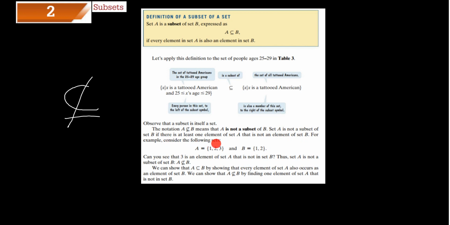For example, consider the following sets. We have set A: 1, 2, 3, and set B: 1, 2. You can see that A is not a subset of B, because we have the element 3, and 3 is not in B. So A is not a subset of B. However, we can say that B is a subset of A. Notice how every element in B is also in A. So B is a subset of A, but A is not a subset of B.